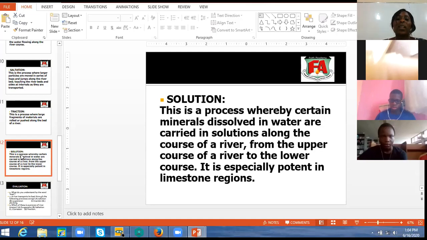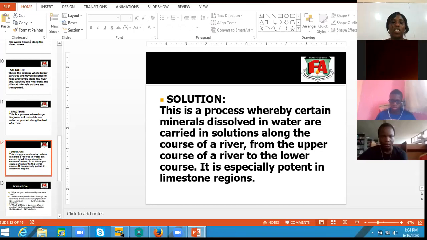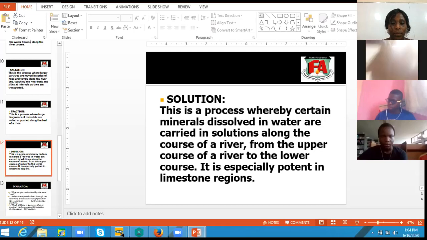Those ones that are not yet deposited at the upper course, middle course, are finally deposited at the lower course of a river. Majorly, we experience this in a limestone region. Now you can agree with me that some water tastes salty. Why? Because of the chemical reaction of some materials inside water.